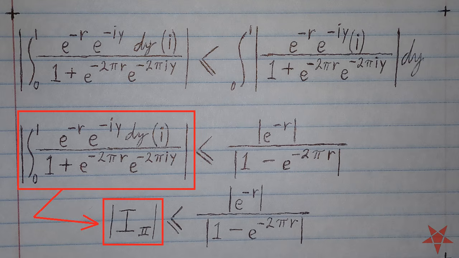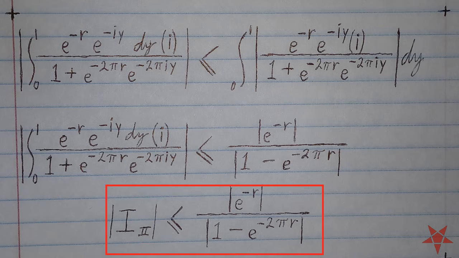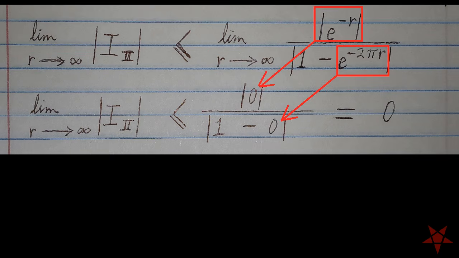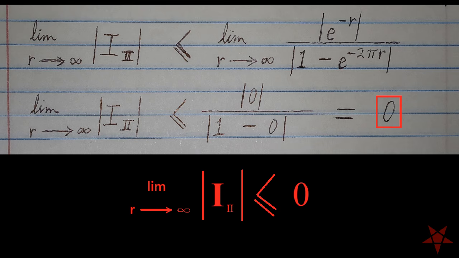The integral inside of the absolute value signs on the left is the same as capital I sub Roman numeral 2, and I love it when an equation simplifies. Something elegant about it. From here, we consider the limit of the inequality as little r approaches infinity. Both the e to the negative little r and the e to the negative 2 pi little r terms go to 0, while the constant 1 remains 1. The result is that the right side of the inequality approaches 0 as little r approaches infinity.